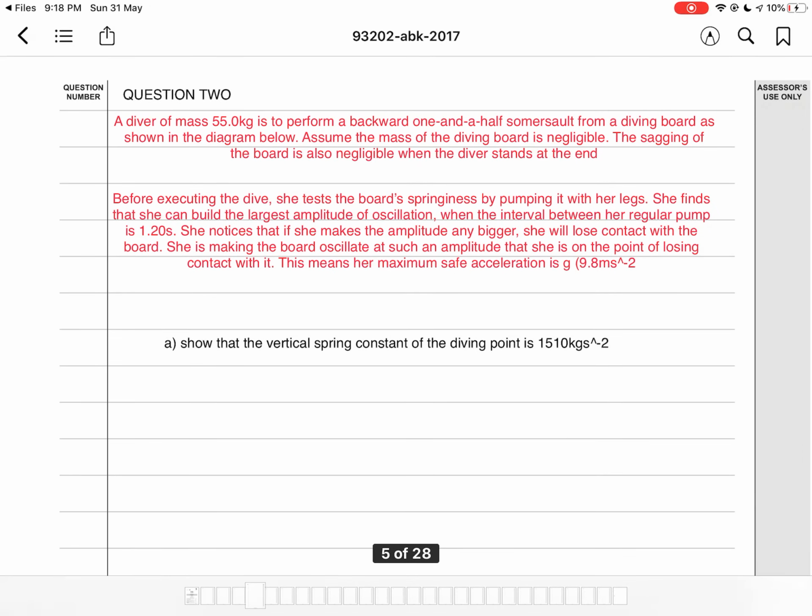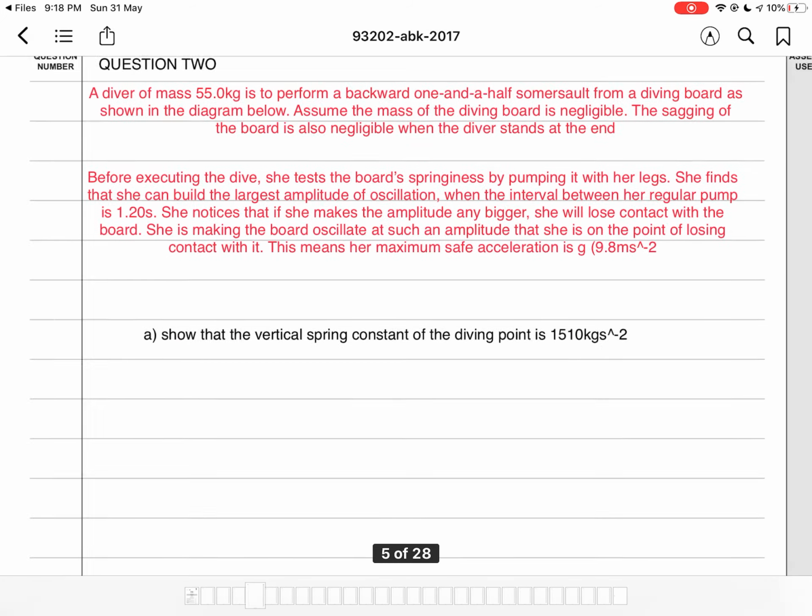Alright, so question 2. A diver of mass 55 kilograms is to perform a backwards 1.5 somersault from a diving board as shown in the diagram below. Assume the mass of the diving board is negligible. The sagging of the board is also negligible when the diver stands at the end. Before executing the dive, she tests the board's springiness by pumping it with her legs. She finds that she can build the largest amplitude of oscillation when the interval between her regular pump is 1.2 seconds. She notices that if she makes the amplitude any bigger, she will lose contact with the board. She is making the board oscillate at such an amplitude that she is on the point of losing contact with it. This means that her maximum safe acceleration is g equals 9.8 meters per second squared.